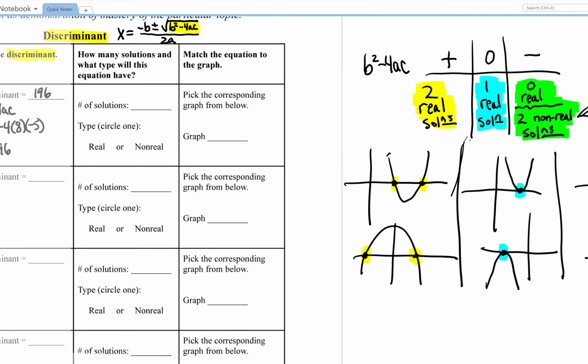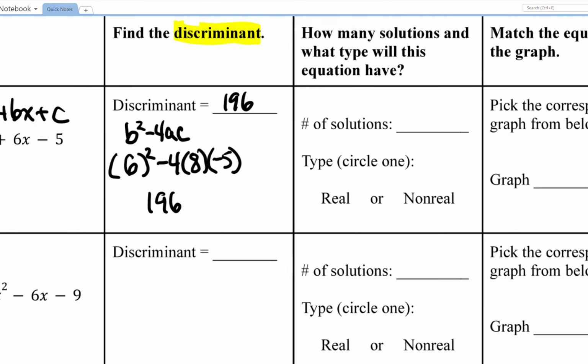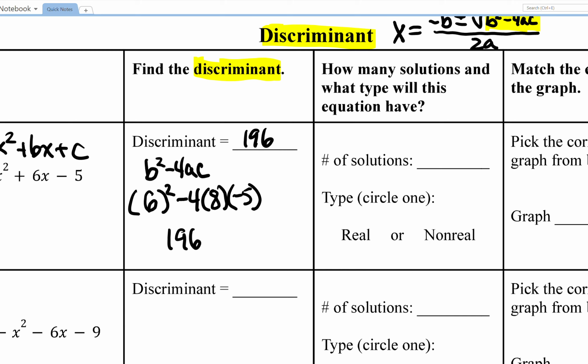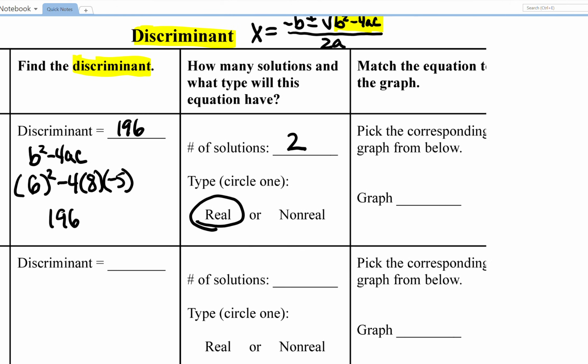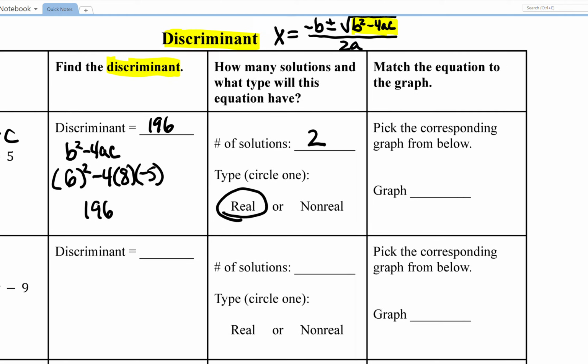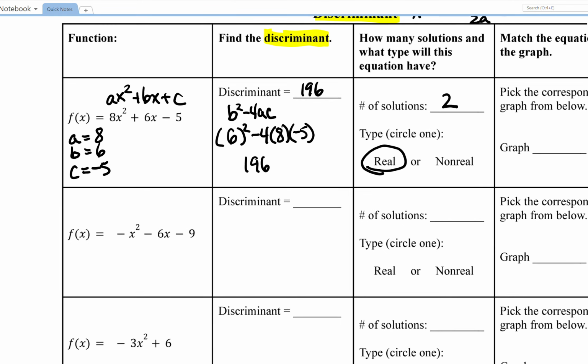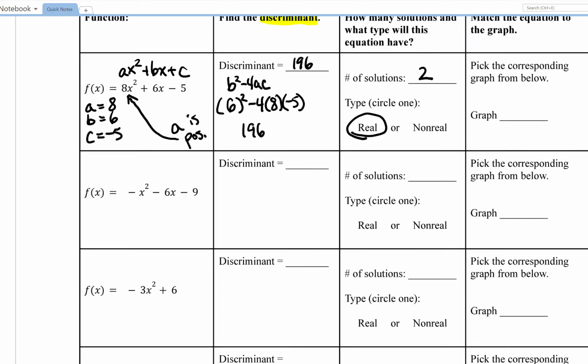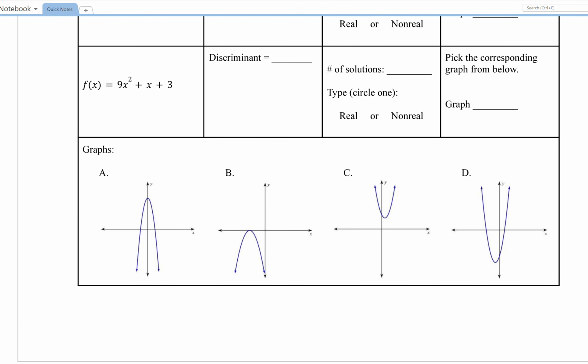So if we go back over here, we see that 196 is positive. So there are two solutions, and they will be two real solutions. If we're going to go down to this graph, I also know that 8 is positive. A is positive means it opens up. So I'm going to go down and take a look at the graph that we have.